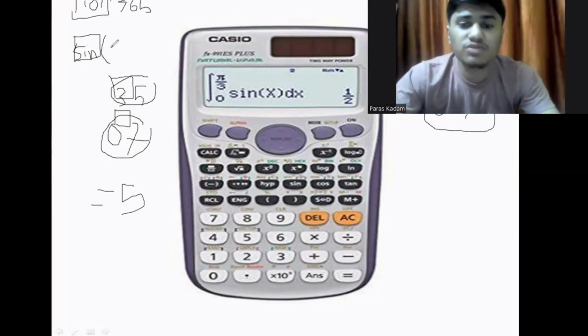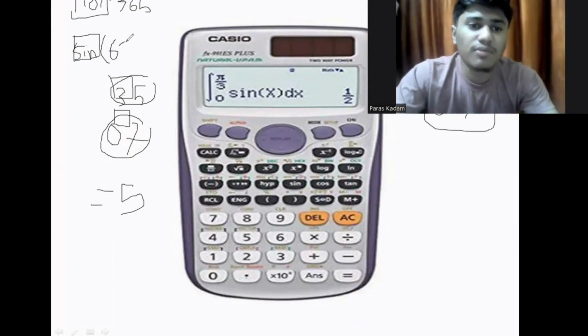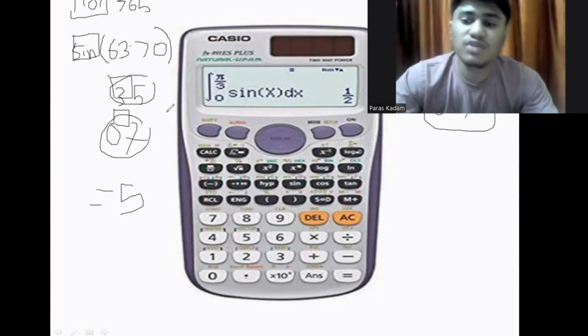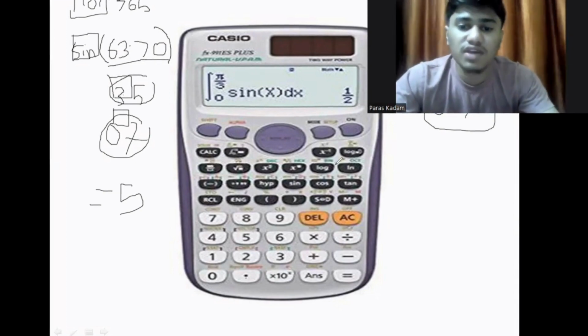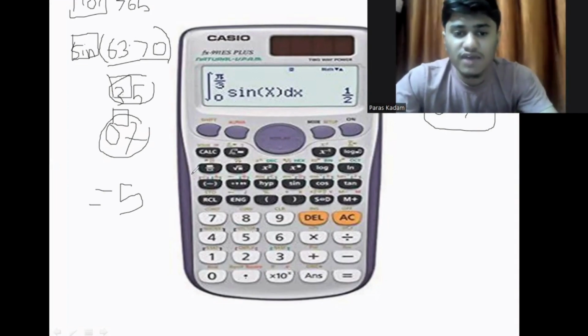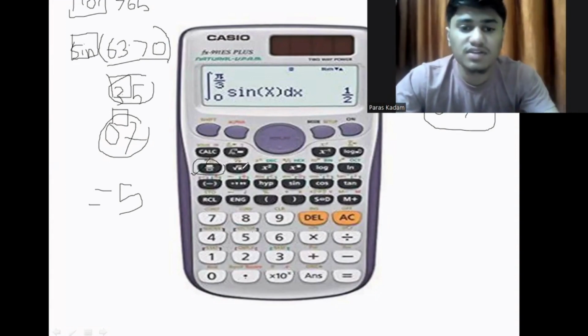Now suppose you want to enter an angle like 63.708, something like that. For standard angles you can get answers directly, but for such complex angles you need a calculator. Similarly, like cos and tan, you can put them. So I have explained this button and its function.